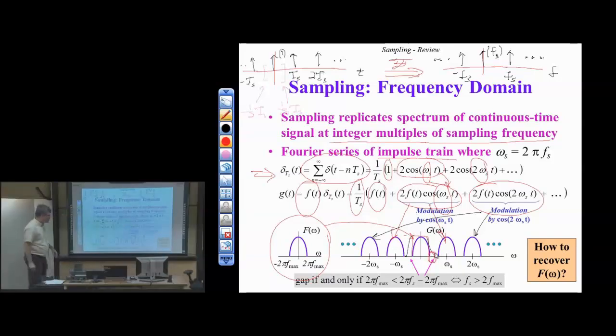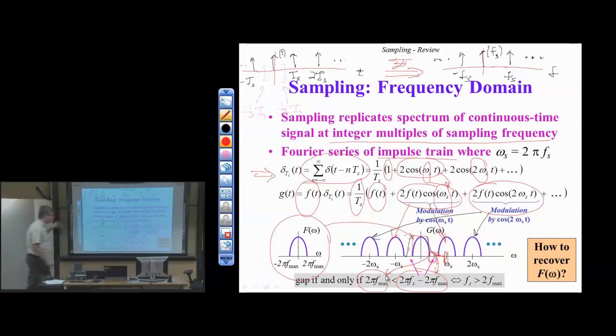Now, a gap is going to occur if the right edge of the baseband spectrum is less than the left edge of the first replica. The right edge of the baseband spectrum is 2 pi f max. The left edge of the first replica is 2 pi fs, which gets us right here in the middle, minus this distance. So the left edge of the first replica is 2 pi fs minus 2 pi f max. That puts us over here in the first replica. And the right edge is simply 2 pi f max.